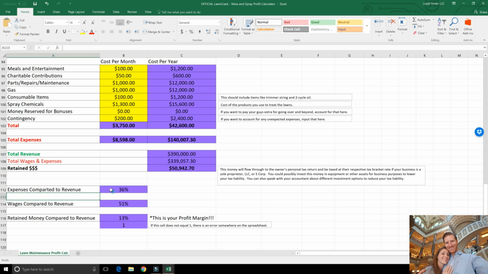Down here, I just put a couple little percentages. So expenses compared to revenue, 36%. Wages compared to revenue, 51%. Guys, it's a labor-intensive industry. With any kind of service, your labor costs are going to be high. So if you see here, we're operating at a 13% profit margin. You can say whatever you want to say about that. I spend 5 hours a week running my business.